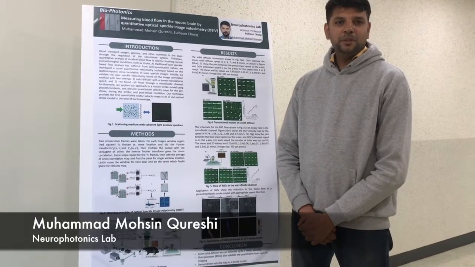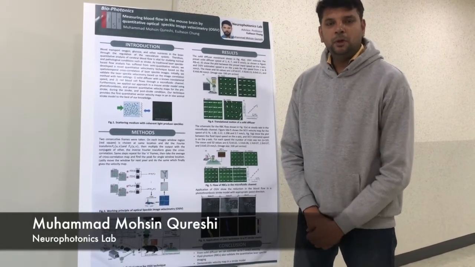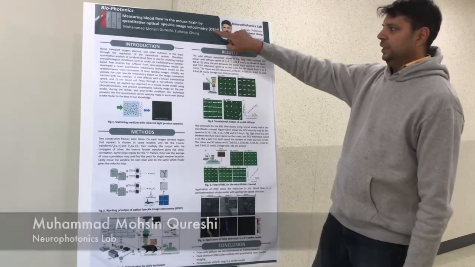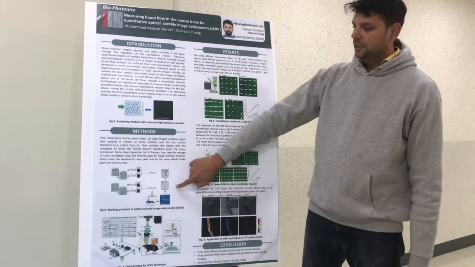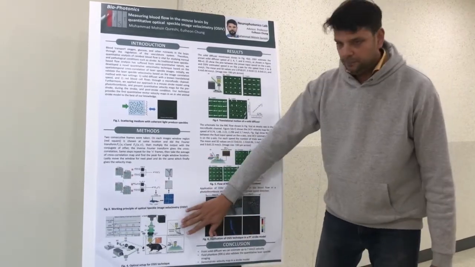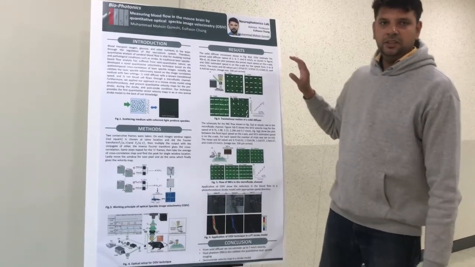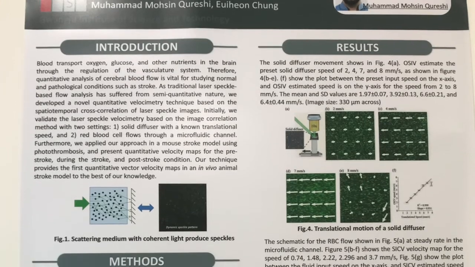Hi, my name is Mohsen. I am in Professor Ian Chung's lab. This poster is about measuring blood flow through the technique called OSIF. This technique's working principle is described here as the correlation technique. The experimental setup and the characterization of this technique are done with a solid diffuser and a fluid phantom.